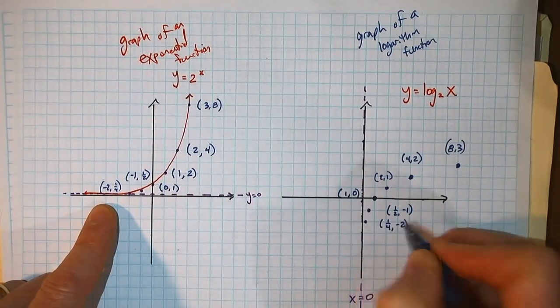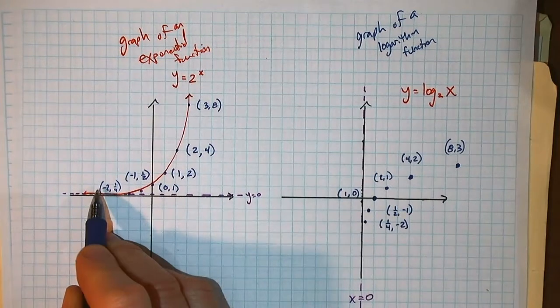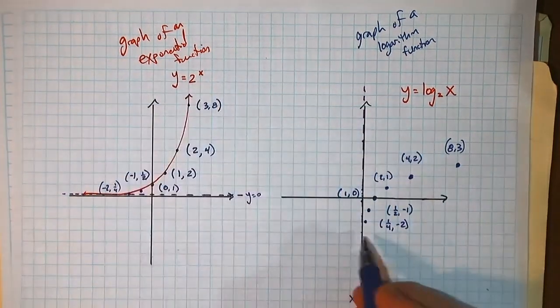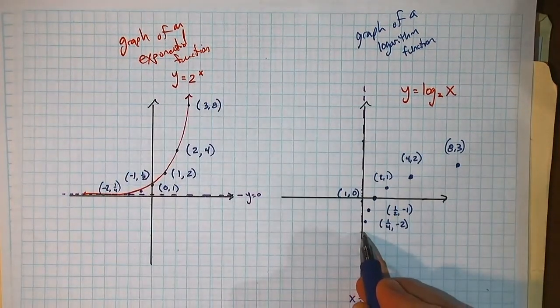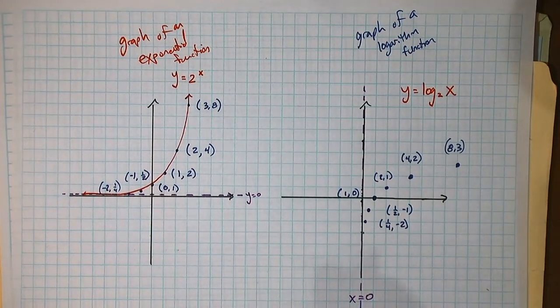And we could keep going, right? The next one would be if I plugged in -3, I would get an 8 for this. So I could go over 8 and down 3, and I would get a point right about there, and so on and so forth.